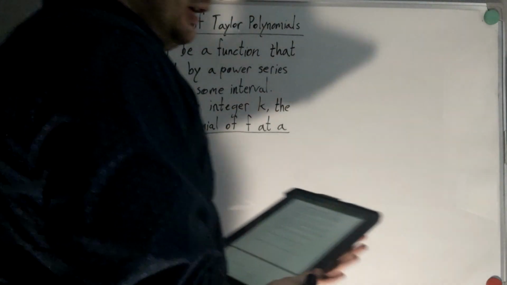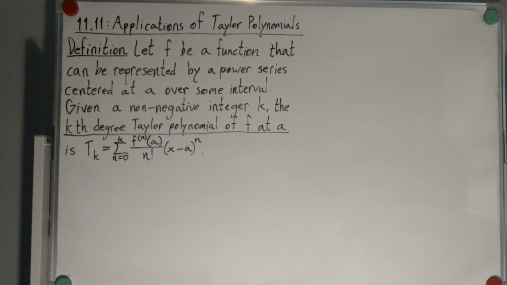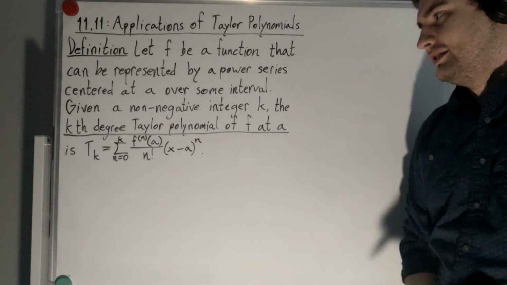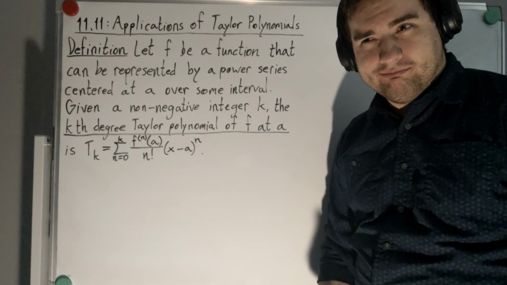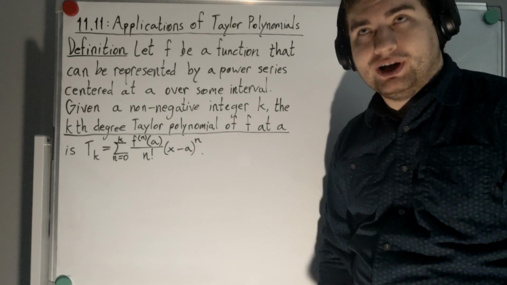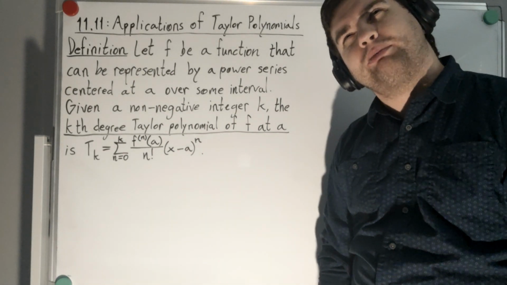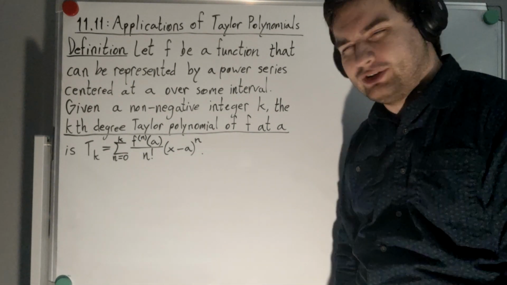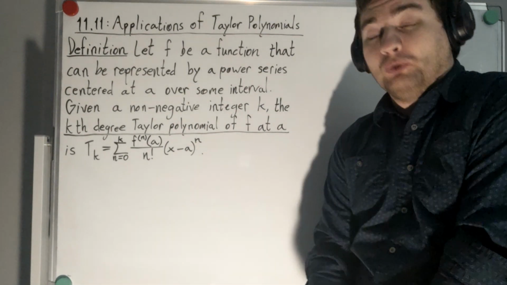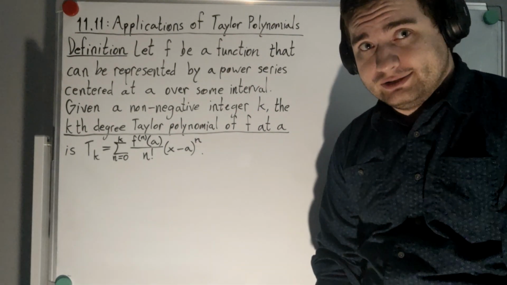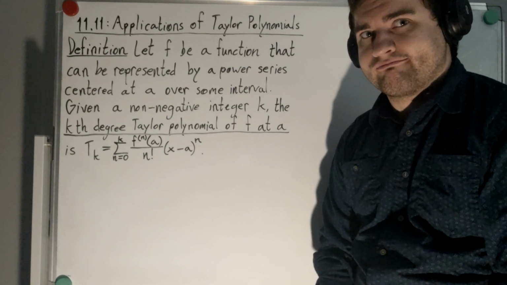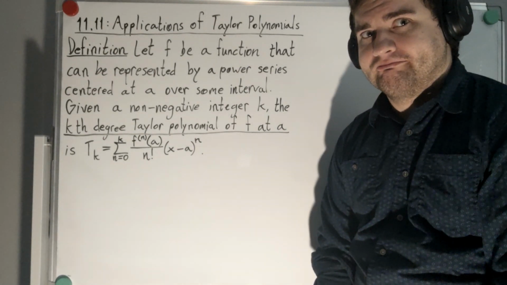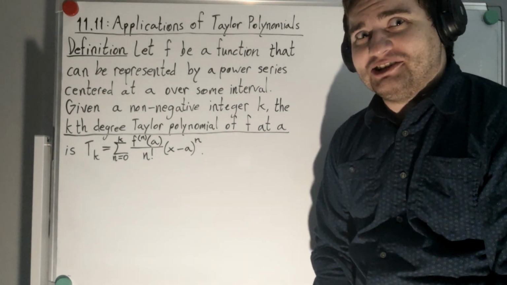Okay. Now, this is just the kth partial sum. Well, I don't know if I should call it the kth partial sum because it actually has k plus 1 terms, but it's just one of the partial sums of the Taylor series. Yeah, that's it. That's the whole lecture.